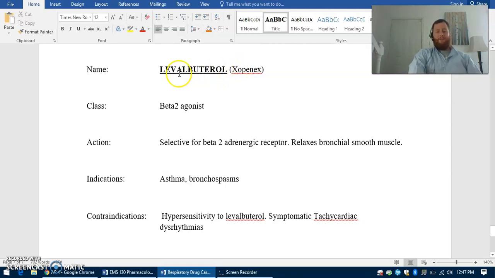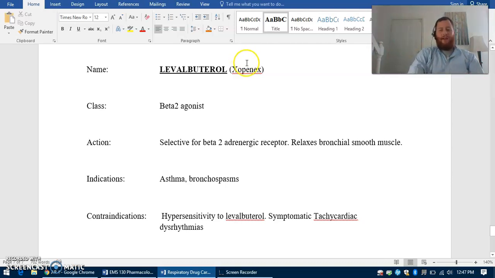The biggest difference between levalbuterol and albuterol is that levalbuterol doesn't have the chemicals in the medication which elicit a lot of the non-desired effects, like the increase in heart rate and jitteriness and anxiety and so forth. It pretty much is the active ingredient of albuterol. There's an S type and an R type. The R type is what levalbuterol is.